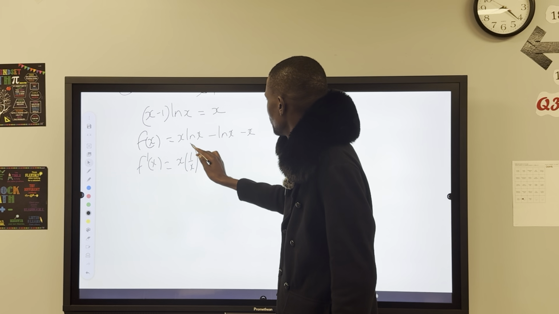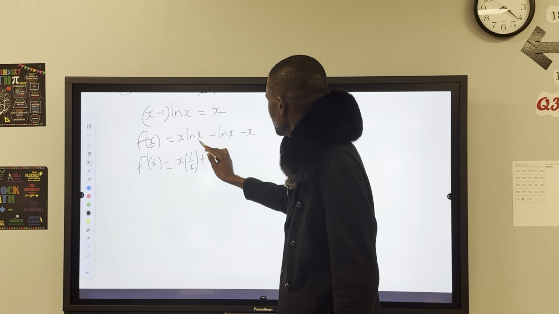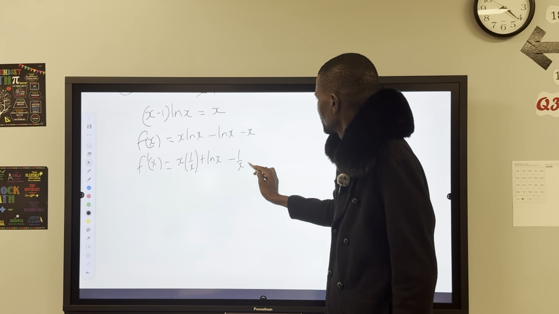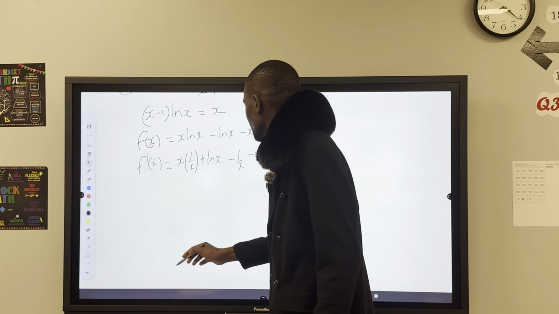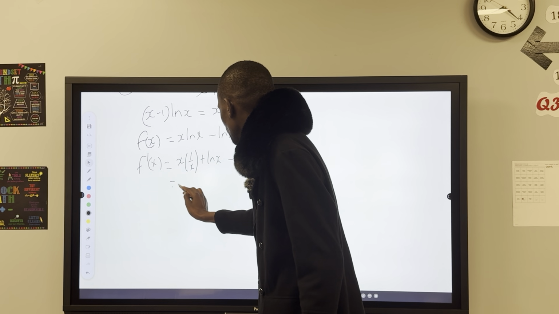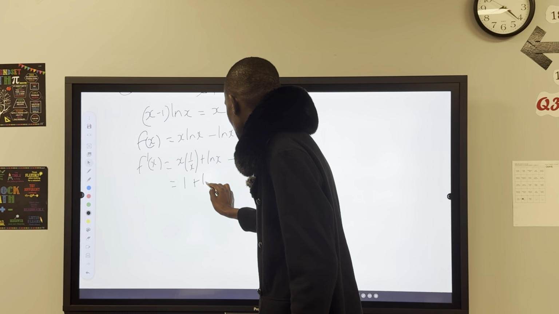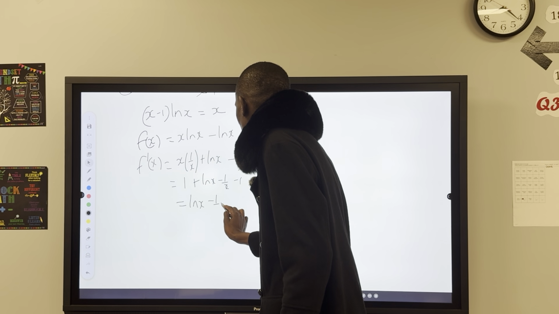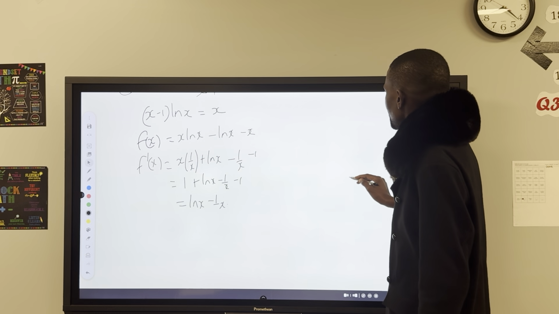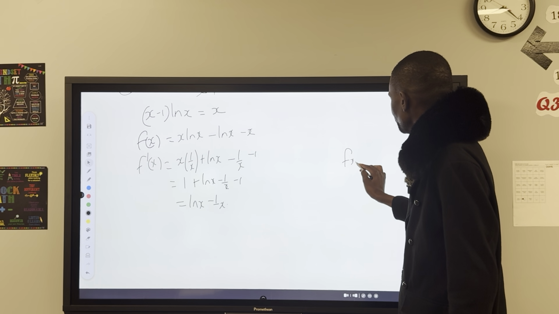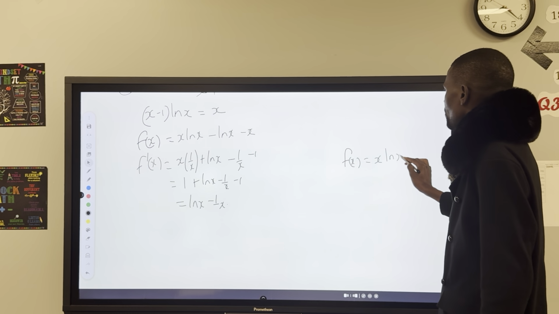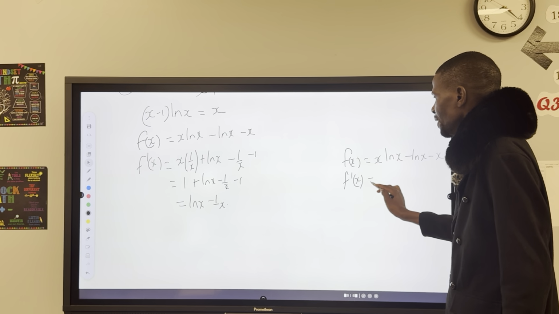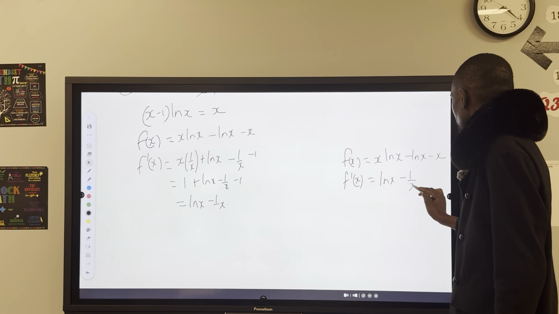1 over x u dv plus v du, so plus ln x, minus here 1 over x minus 1, which is 1 plus natural log of x minus 1 over x minus 1, which is just the natural log of x minus 1 over x. It's much easier here to work with. So remember, our function is equal to x natural log of x minus natural log of x minus x. Then our first derivative is natural log of x minus 1 over x.